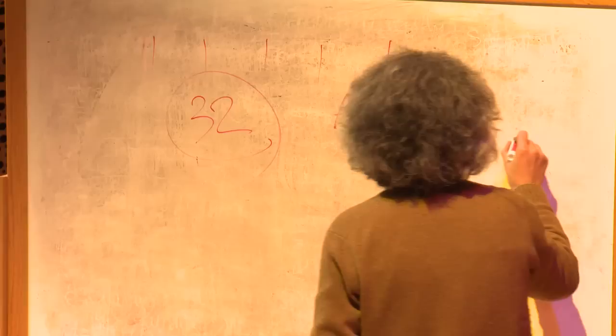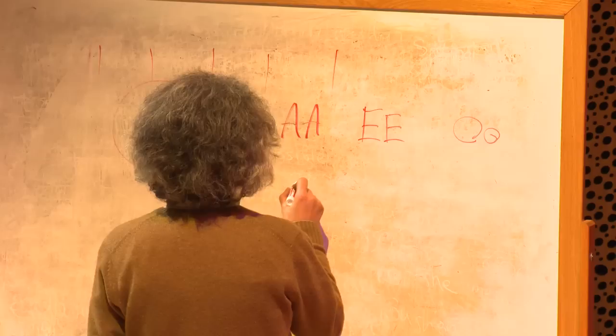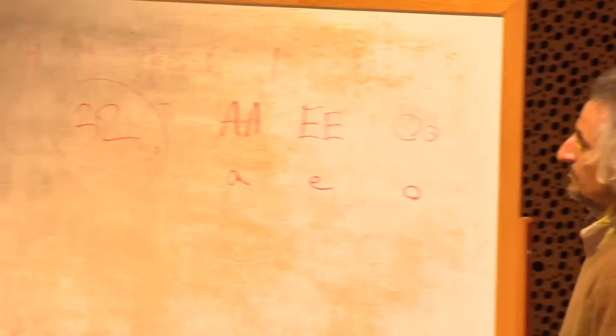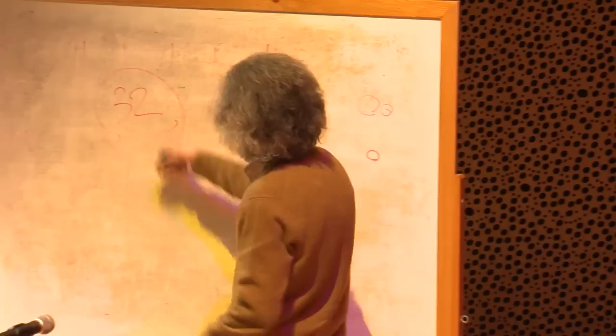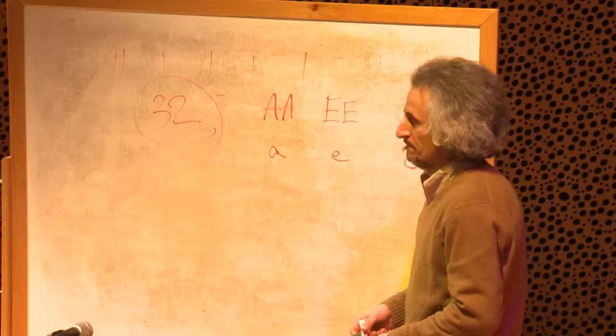These are the three short sounds. The entirety of the Persian language, the thousand years of literature, is constructed off of these 32 letters and these six vowel sounds.